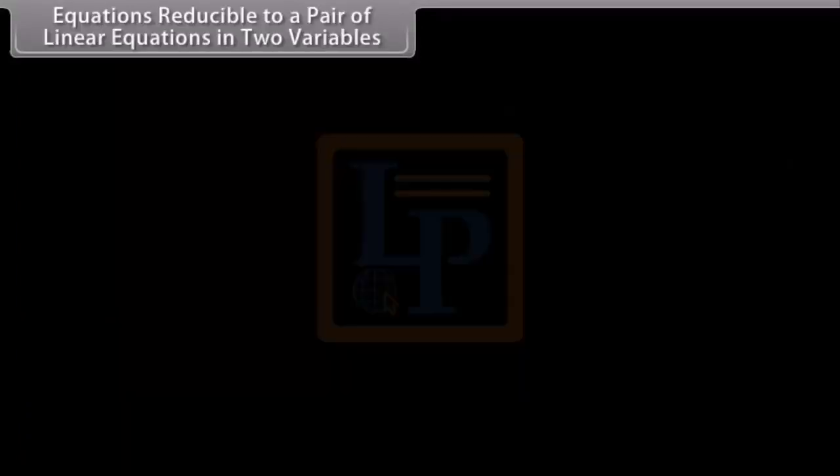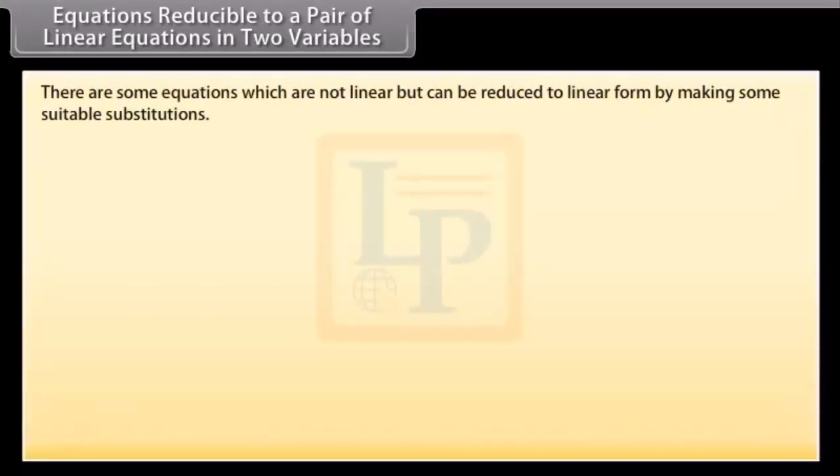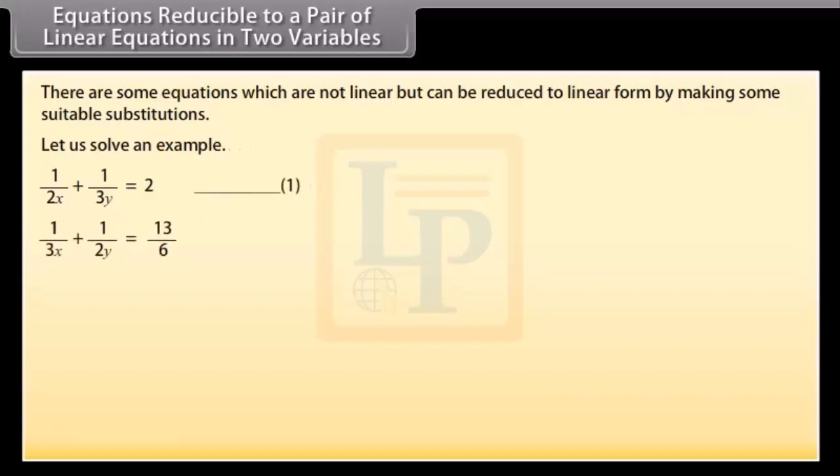Equations reducible to a pair of linear equations in two variables. There are some equations which are not linear but can be reduced to linear form by making some suitable substitutions. Let us solve an example. Solve 1 upon 2x plus 1 upon 3y equals 2, equation 1, and 1 upon 3x plus 1 upon 2y equals 13 upon 6.